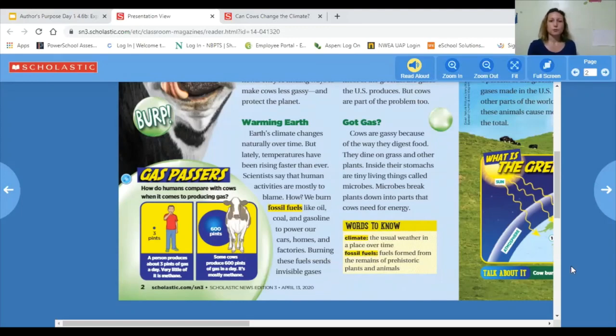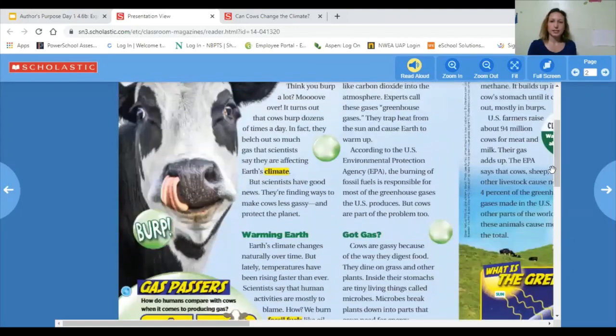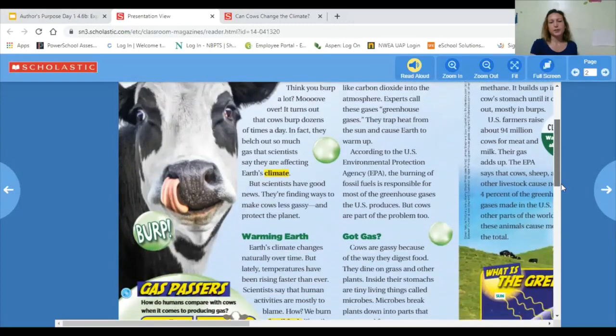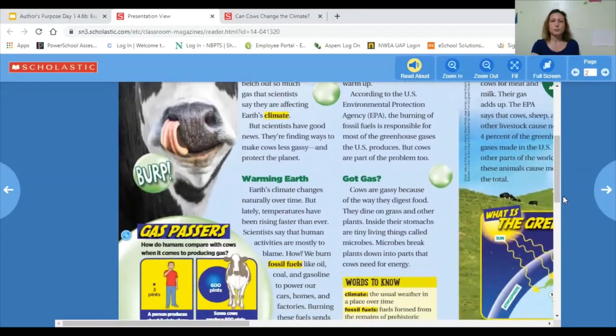Burning these fuels sends invisible gases like carbon dioxide into the atmosphere. Experts call these gases greenhouse gases. They trap heat from the sun and cause Earth to warm up. According to the U.S. Environmental Protection Agency, the burning of fossil fuels is responsible for most of the greenhouse gases the U.S. produces. But cows are a part of the problem too.